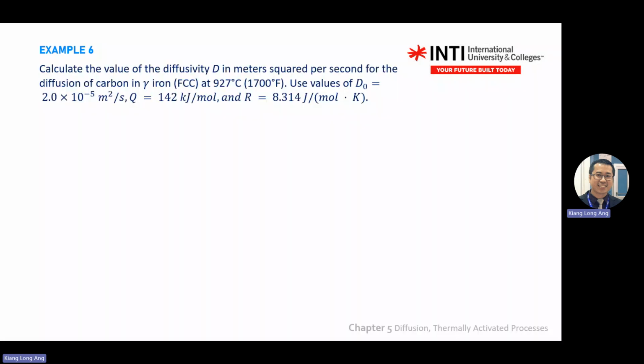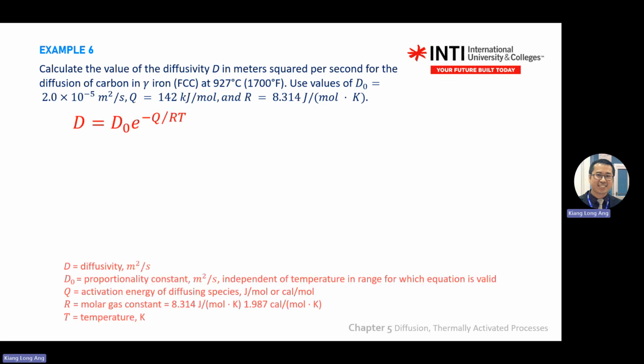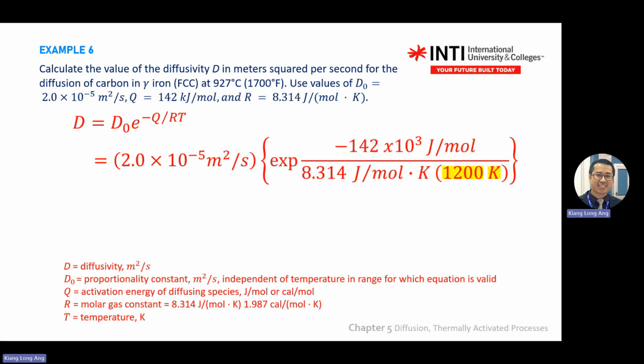So how do we apply? Find the value of D in meter square per second for diffusion of carbon, alpha in gamma, at a certain degree. Use D0 equals something, Q equals something, R equals something. Then you just solve. So we substitute, D0 is given, exponential, Q is given, RT is given. What you need to be careful about here is to change your temperature into Kelvin. And the value is solved.